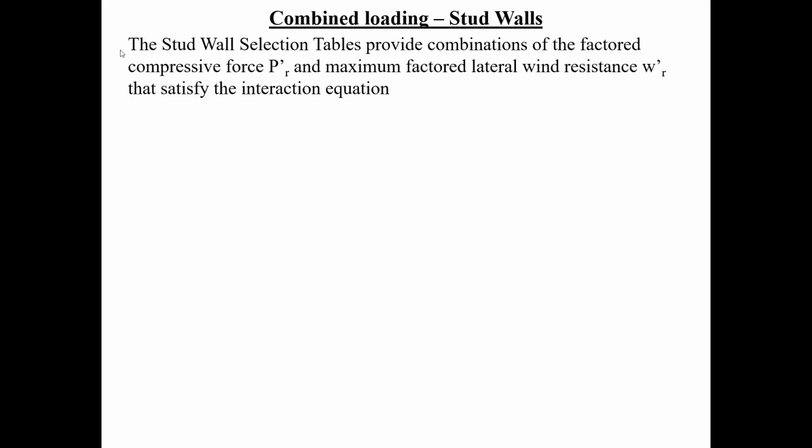Now, you can appreciate that with exterior walls, if it's a bearing wall, you have the axial load being supported by the wall, and at the same time you have the wind that pushes on the wall, so you still have what we call a combined loading. The stud wall selection tables provide a combination of the factored compressive strength PR and the maximum factored lateral resistance WR that satisfies the interaction equation.